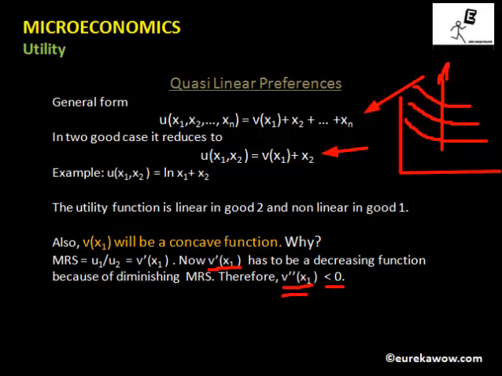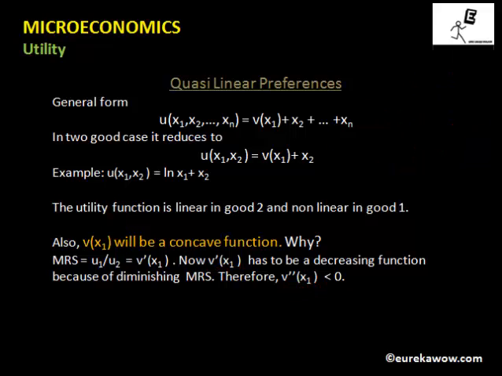So we see that for the function V(x1), the first derivative is greater than 0 and the second derivative is less than 0. Therefore, clearly the function V(x1) is a concave function. I would request the students who don't know what concave functions are to go back to the mathematical methods of economics books to look into the conditions that need to be satisfied for a function to be concave.